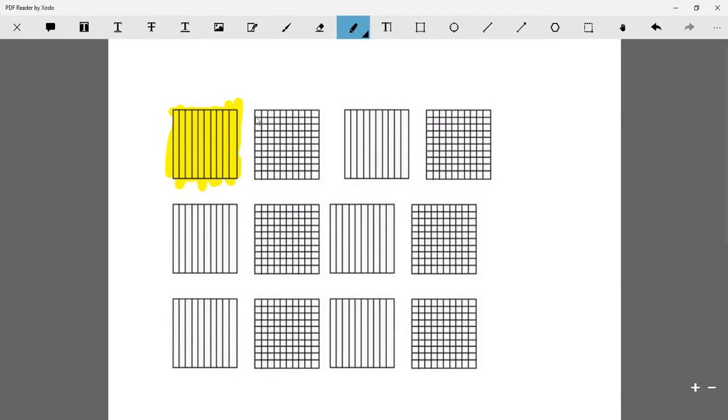So let's say, now imagine these ones are not filled in. I know it's not perfect.